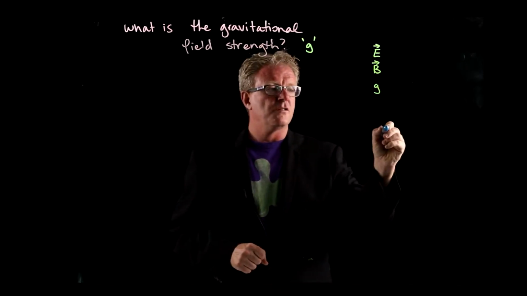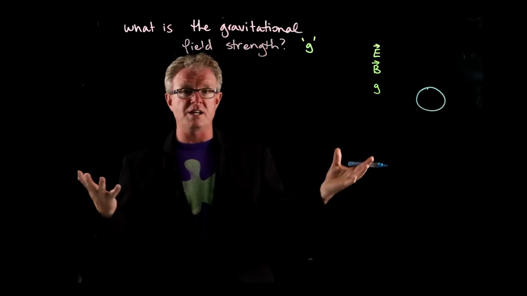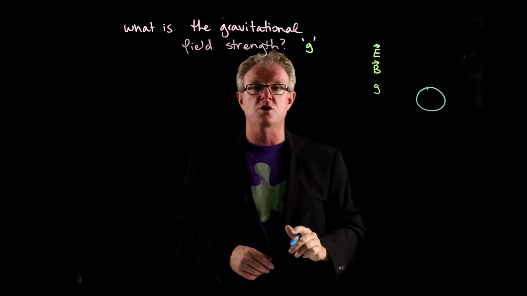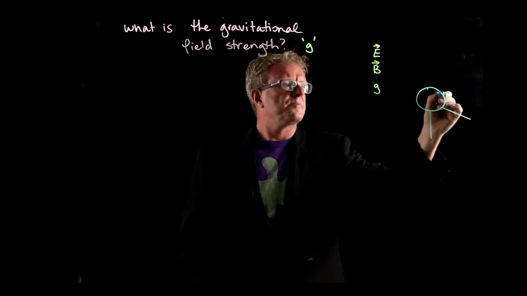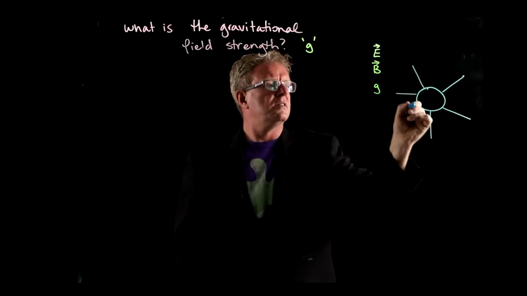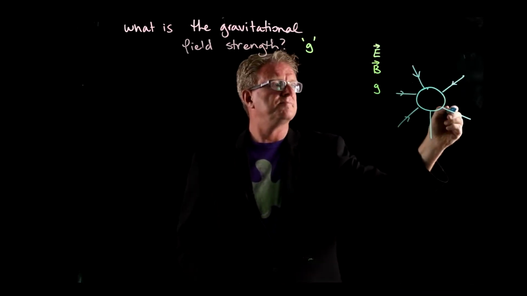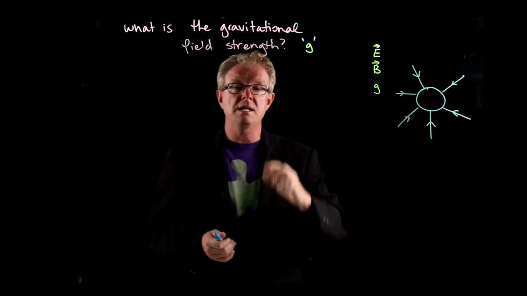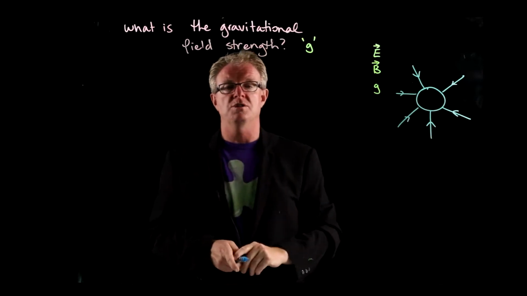Those lines have a variety of features in common. If this is a circular object and we're talking in terms of the gravitational field, these lines extend like this, and for gravity the arrows are going in. What that means is that the force is an inward acting force to the center of the object.